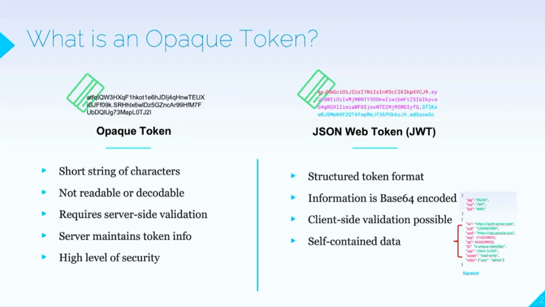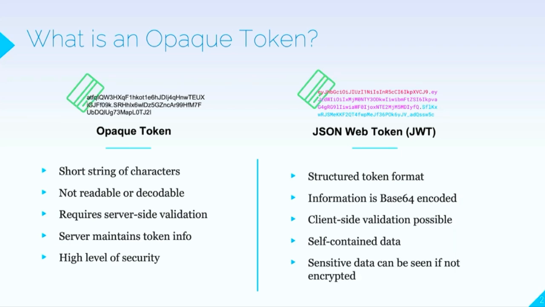Self-contained data. Unlike opaque tokens, JWTs carry the information they need to operate within the token itself. This includes details like the user's identity, the permissions granted, and the token's expiration time. You can decide which information to include based on your security requirements. For example, you can include details like an employee's role and ID, but omit personal data. However, one downside is that if the token is not properly encrypted, sensitive data could be exposed. Therefore, while JWTs offer convenience, they require careful handling to maintain security.